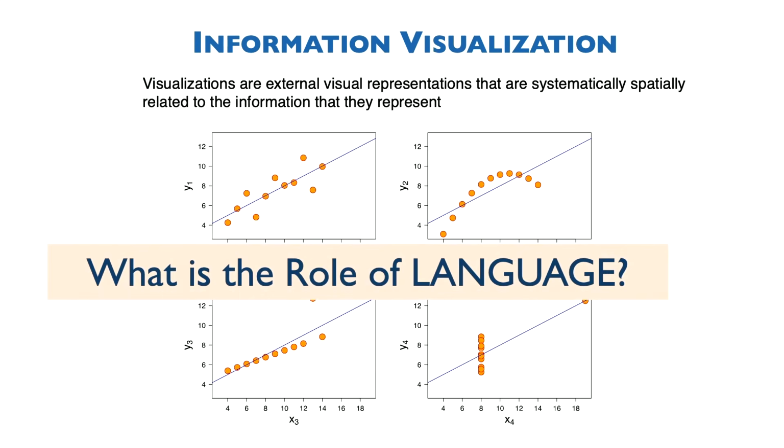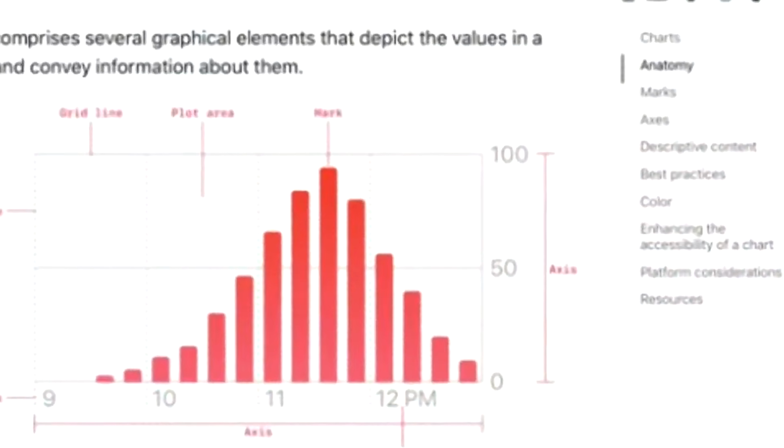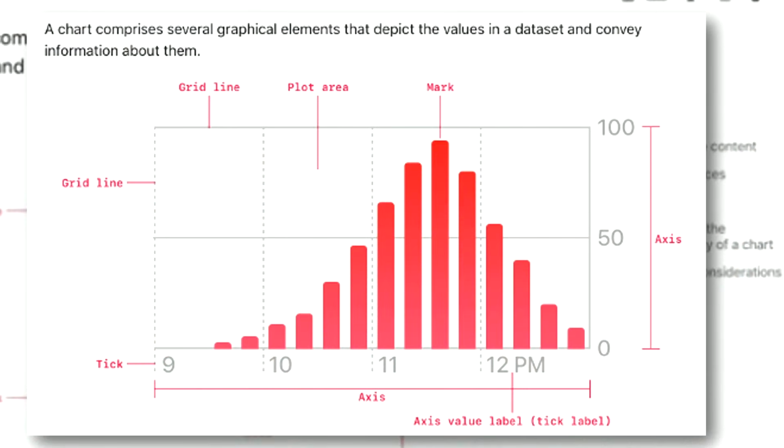But what I'm really interested in is the role of language with visualizations. Until very recently, it has been a very underexplored question. In fact, some years ago, Apple released design guidelines for their web pages, and among those were design guidelines for charts. If we zoom in on the chart guidelines, they talk about grid lines, plot area, marks, ticks. There's no title, and there are no text annotations. They didn't even think to put text in the design guidelines. That's how irrelevant text has seemed to the visualization community, for the most part.